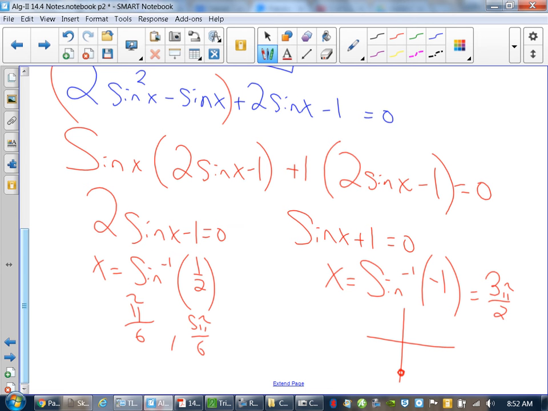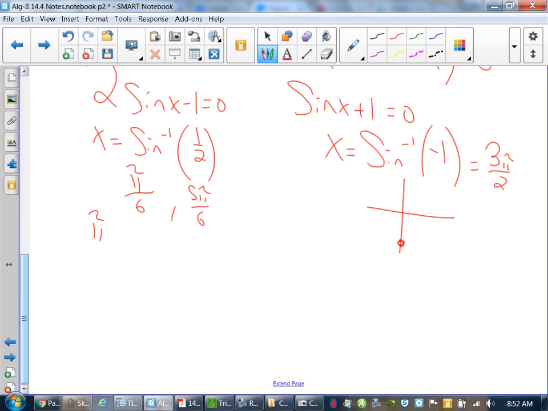Okay. Between pi over 6 and 5 pi over 6, there's no common difference, so your general solution would be pi over 6 plus 2 pi n, 5 pi over 6 plus 2 pi n, and then this one, obviously, it's just going to be 3 pi over 2 plus 2 pi n. That should keep going around. And remember, all this 2 pi n stuff is just compensating for every single other one that'll have that same reference angle.